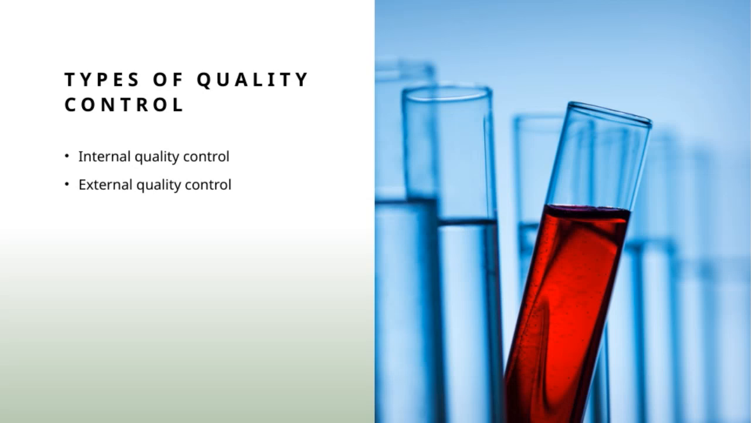Let's take a closer look at quality control, starting with internal quality control. This involves the processes and checks that are carried out within the laboratory or organization to ensure that our results are accurate and reliable. It's all about maintaining high standards from within, through regular calibration, quality checks, and internal audits. These steps help us catch errors early and keep our work consistent.